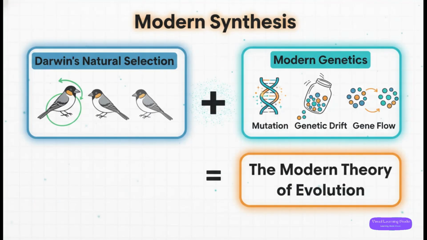This is often called the modern synthetic theory, or sometimes neo-Darwinism. You can think of it like a simple formula. You take Darwin's natural selection, and you add in everything we now know about genetics. The big new ingredients are things like mutation, which is what creates new traits in the first place, and other factors like genetic drift and gene flow.